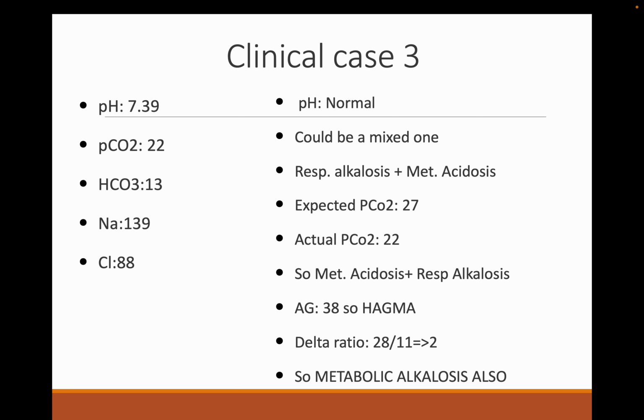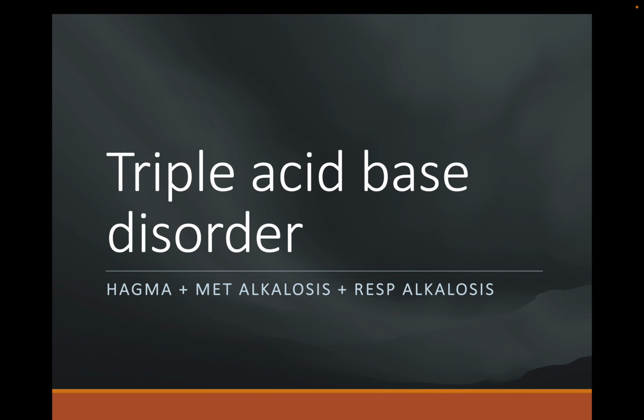But bicarb has only changed by 11. So the change in anion gap, 28, is more when compared to the bicarb change of 11. So the delta ratio is more than 2. So metabolic alkalosis is also there. So this is a case where 3 parameters are there: respiratory alkalosis with metabolic acidosis and metabolic alkalosis. This is a triple acid-base disorder where HAGMA plus metabolic alkalosis with respiratory alkalosis are there.